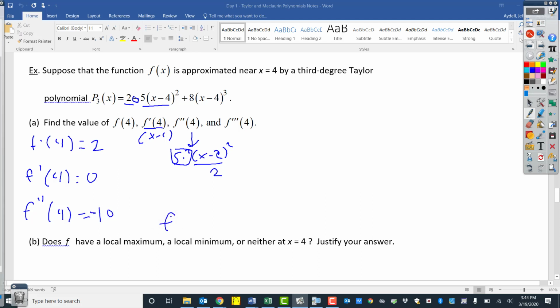And lastly, we have the third derivative. Similar thing happens here. Normally this would go with x minus c cubed and divide by 6. And so we have an 8 right here. But to get it to just end up with 8, we'd have to multiply by 6. So the number that's actually there is 8 times 6, which is 48.